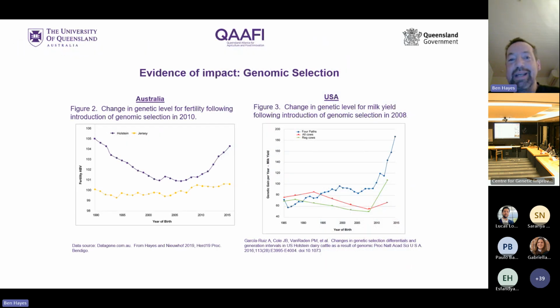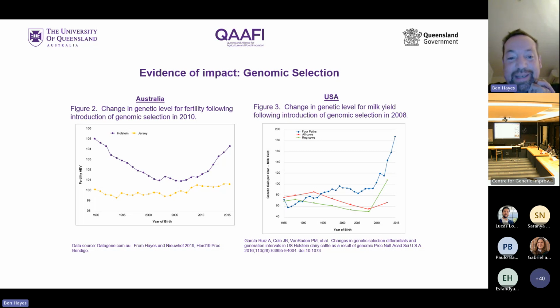And genomic selection has had an impact on our livestock industries, particularly in dairy cattle, where it's been running the longest. And I could have chosen many examples, but here are just two. One from Australia, where we've been using genomic selection to improve fertility of the dairy cow herd. So in this graph, on the x-axis, you have year of birth. On the y-axis, you have the fertility breeding value.